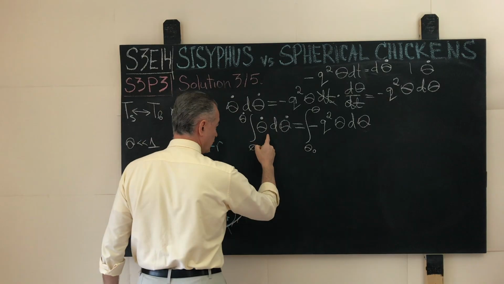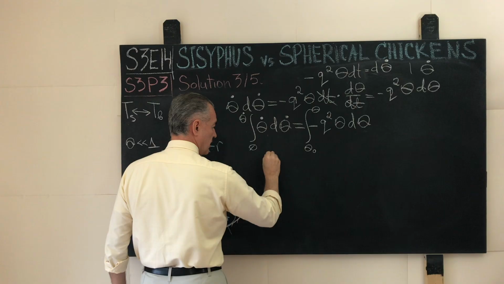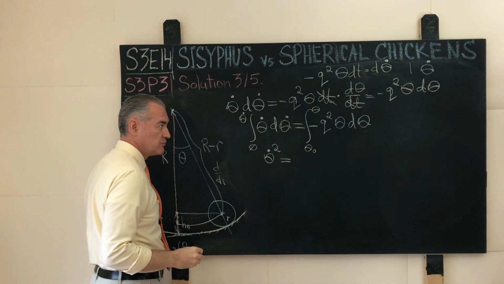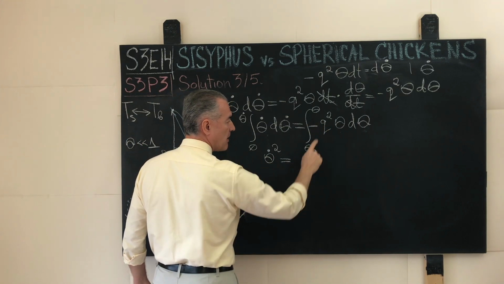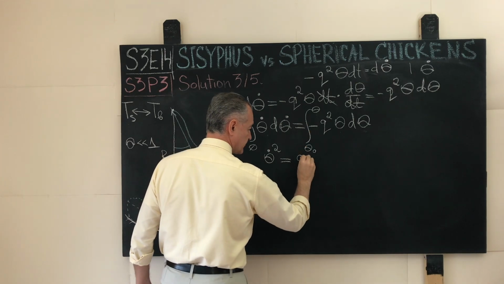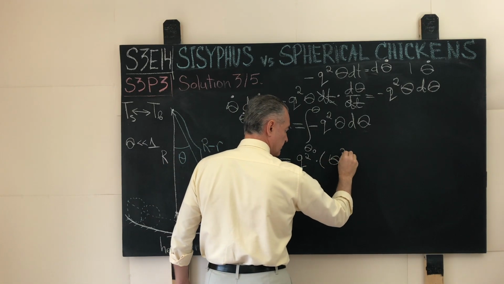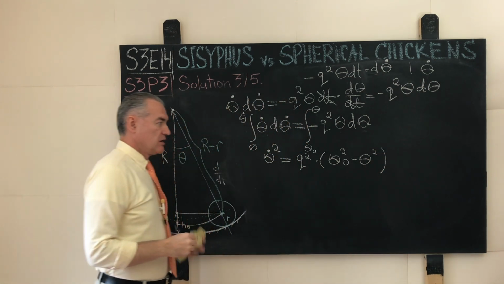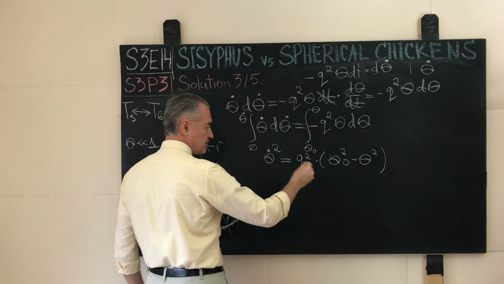So what will we have over here? Evaluated at the upper boundary, we will have theta dot squared. And what will that be equal to? Well, that will be theta squared minus theta 0 squared, but there is a minus in front of it, so we write it as follows: q squared times theta 0 squared minus theta squared. This is trivial middle school. I exaggerate a little bit, but this is a trivial manipulation.